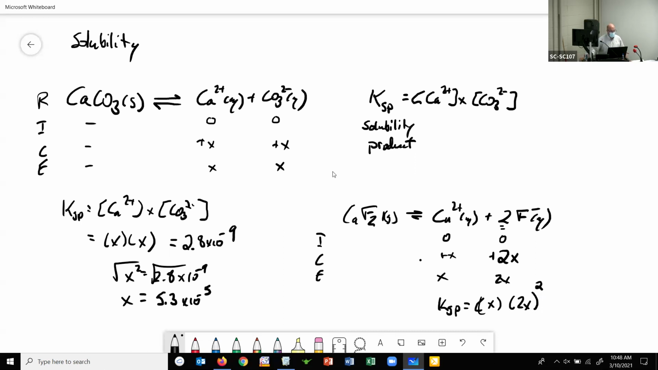Now, as a general rule, Ksp provides a quick sense of how soluble the substance is. But if you're comparing one substance to another, you have to make sure you have the same ion ratio. I mean, you've got to have a 1-to-1 combo. You can't compare a 1-to-1 combo to a 1-to-2 combo without actually working out what the actual solubility is. The Ksp by itself isn't going to get you there.